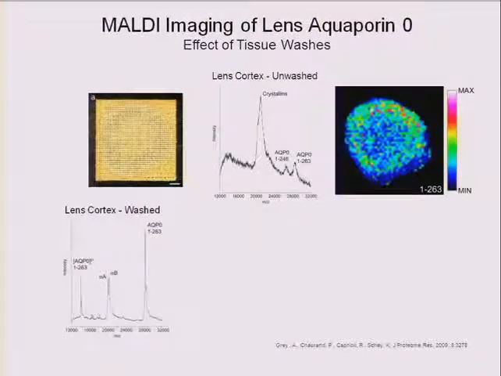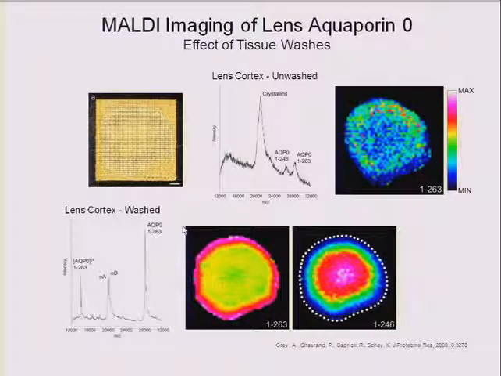But if we wash the tissue first, wash the crystallins away, and then apply the matrix in this 90% acetonitrile, you see a very nice signal for aquaporin 0. It's about 28.2 kilodaltons, 263 amino acids. There are still a few crystallins present. We can't get rid of them that easily, but nevertheless, with this type of signal, we can generate an image. And so that's what I'm showing here.